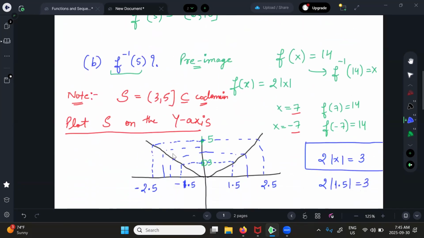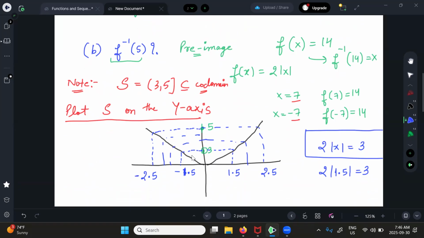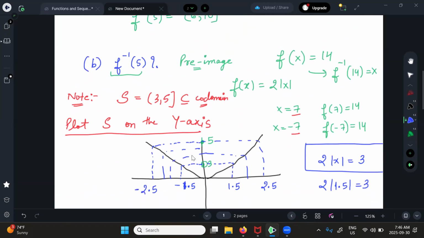Now, I need you to understand this like you would not forget it in your sleep. That's how you will do it in exam, okay? Here, I'm plotting the set on the y-axis. So both sides matter.